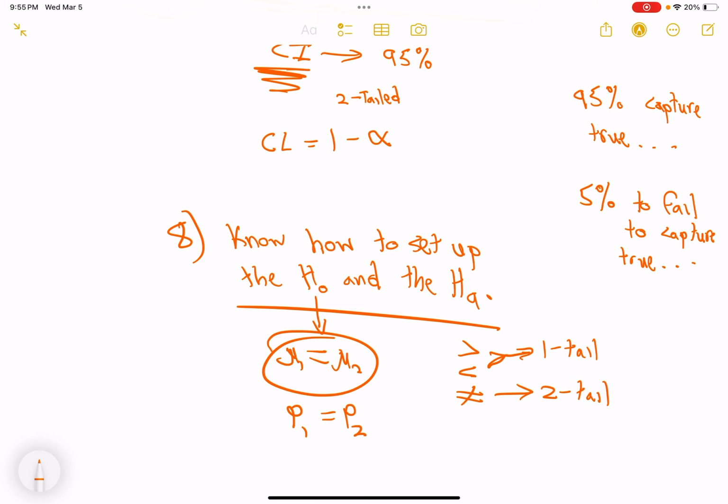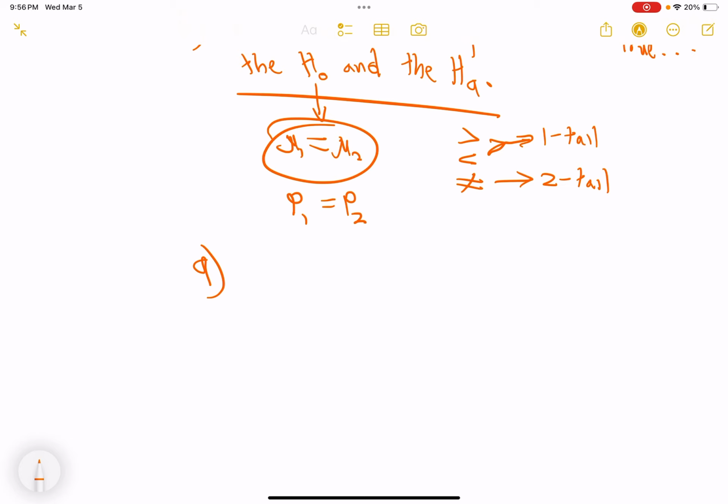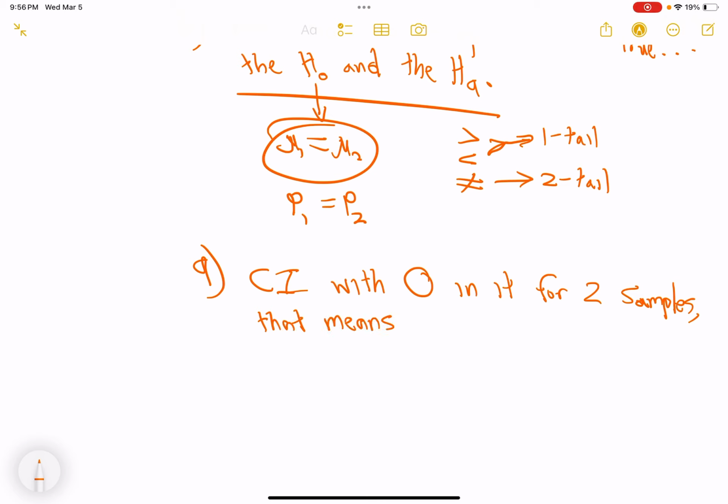Okay. So now we will go on to tip number 9. And what is number 9? Just remember in a confidence interval, right? If you have 0 in a confidence interval for two samples, right? Just be aware that means no difference. No significant difference.